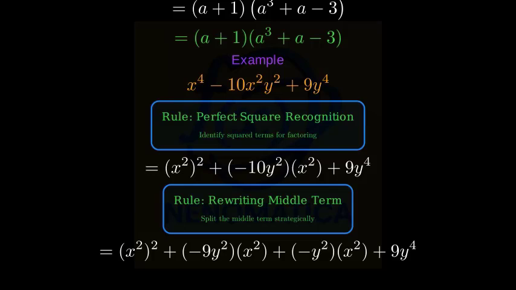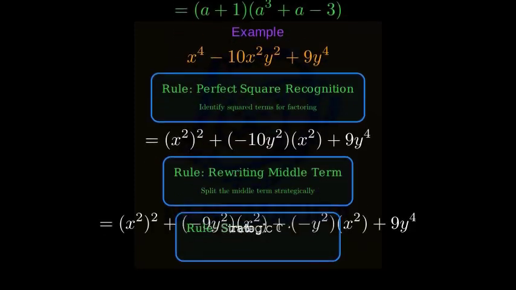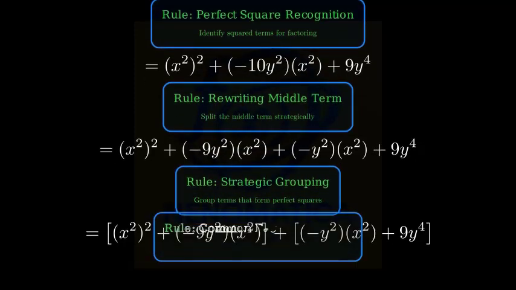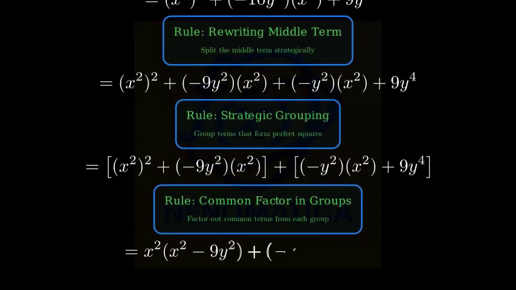To factor this, we'll rewrite the middle term as negative 9 y squared times x squared minus y squared times x squared. Now we'll group the terms. We group x squared squared plus negative 9 y squared times x squared, and negative y squared times x squared plus 9y to the fourth. For the first group, we can factor out x squared, giving us x squared times open parenthesis, x squared minus 9, y squared close parenthesis. For the second group, we can factor out negative y squared, giving us negative y squared times open parenthesis, x squared minus 9, y squared close parenthesis.